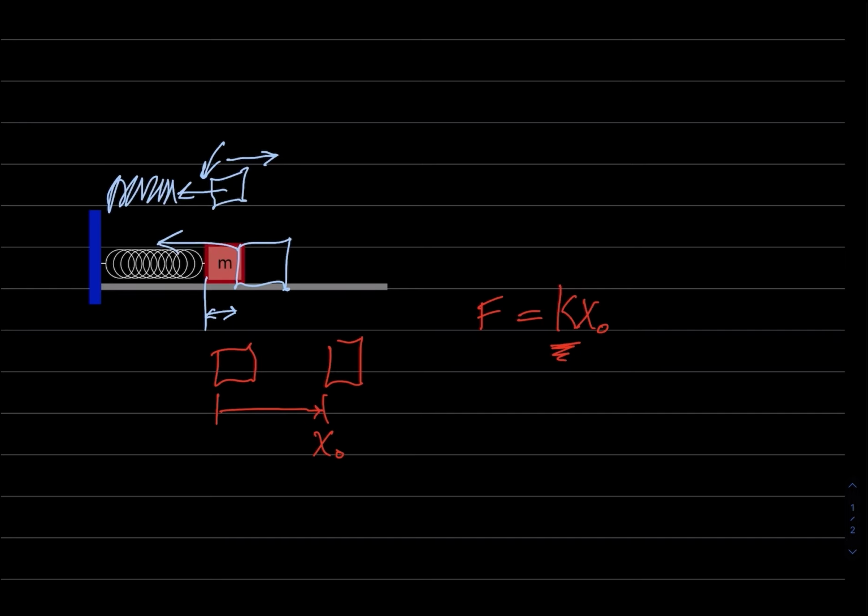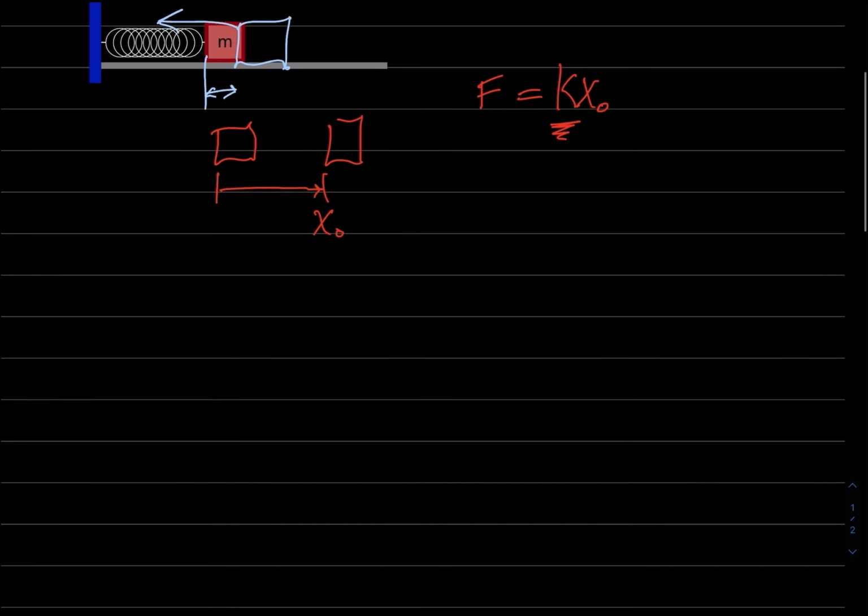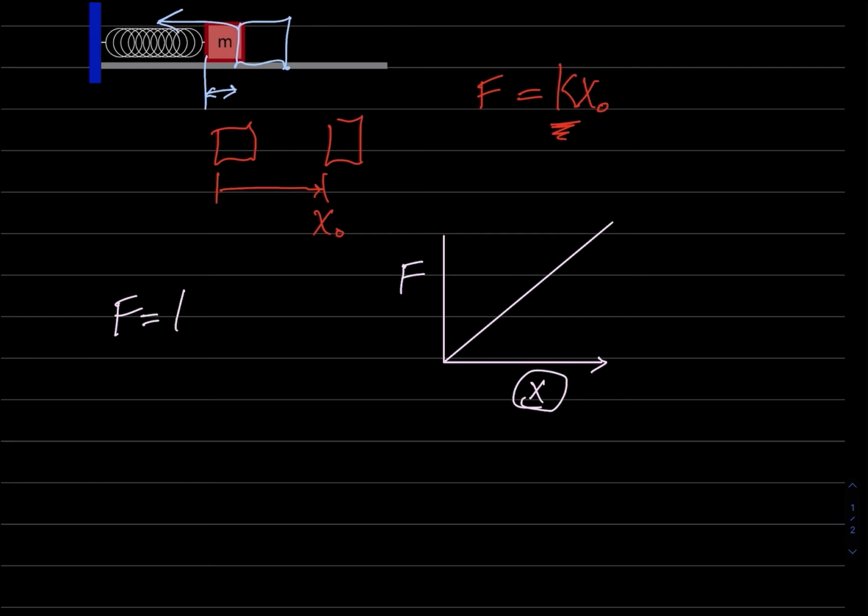Well, it's times a constant, so this sounds like a good place to draw a chart. So let's say we have x here. Let's say we have the distance that the spring has been moved from its equilibrium position, and this is the magnitude of the restoring force. As the distance from equilibrium position goes up, the force goes up proportionately, because we say F equals kx.